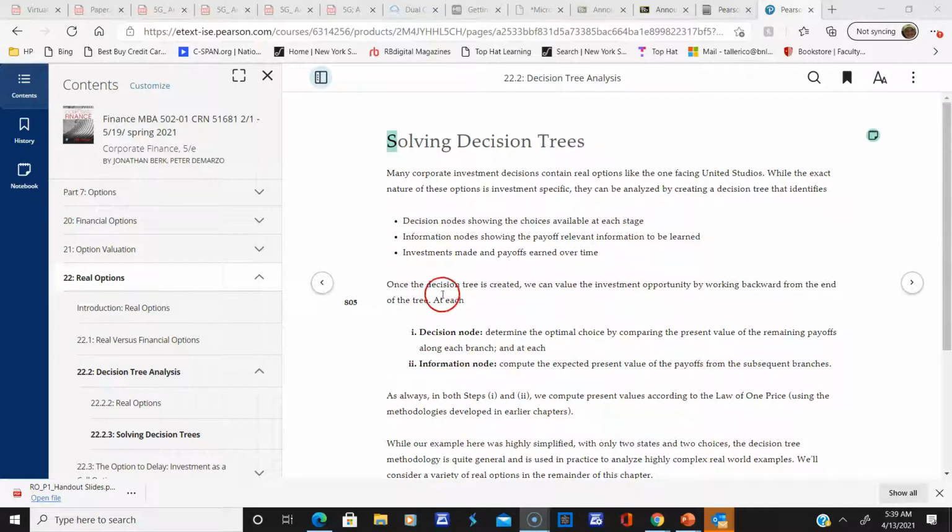So hello, my colleagues. I want to pick up here on chapter 22, real options. This section is called solving decision trees. Many corporate investment decisions contain real options. While the exact nature of these options is investment specific, they can be analyzed by creating a decision tree that identifies decision nodes, and we saw that, right? Decision nodes showing the choices available at each stage.